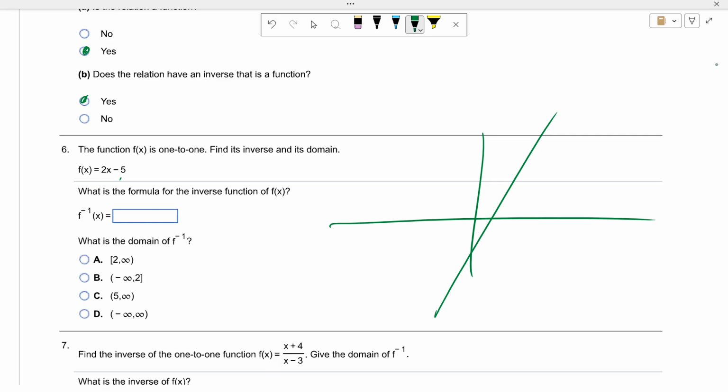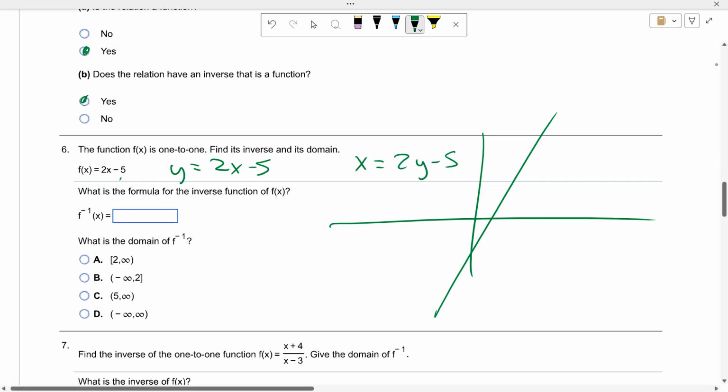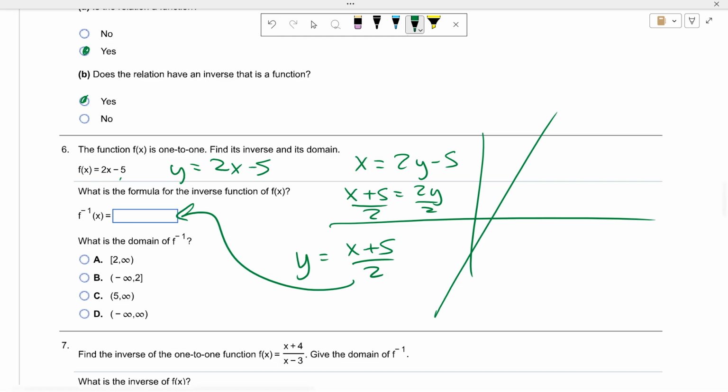To find the inverse, this is y equals, excuse me, 2x minus 5. How do I find the inverse? You switch around the x and y. So x equals 2y minus 5 and solve for y. So add 5 and divide by 2. So y equals x plus 5 over 2. That is the formula for the inverse function, x plus 5 over 2.